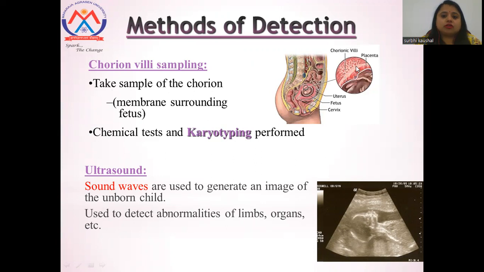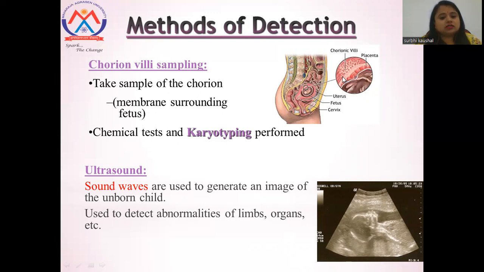This membrane is the chorion, and these are the chorionic villi. Below this is the placenta. So, what do we do? We take a sample of chorion, the membrane which surrounds the fetus. We do the chemical test and karyotyping is performed.